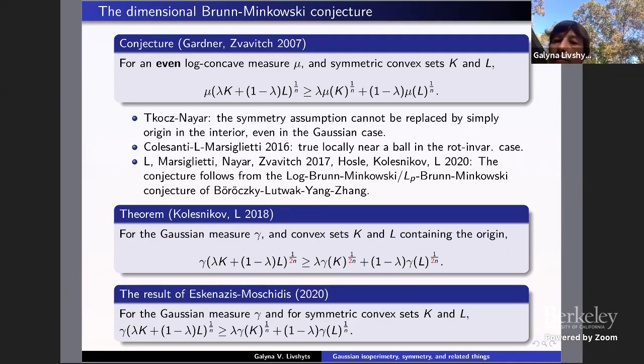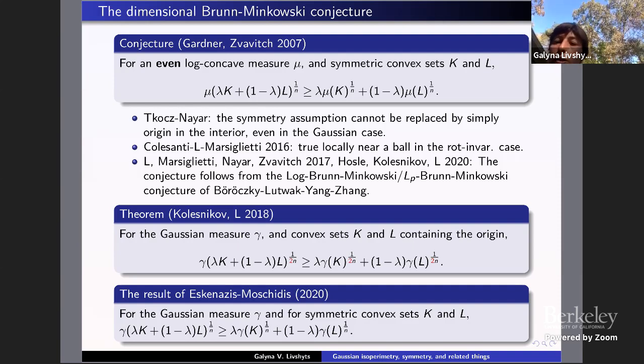Together with Sasha Kolesnikov, we showed that for the Gaussian measure and convex sets just containing the origin, you can have this inequality with the power 1 over 2n instead of 1 over n. So it's a weaker result. However, we don't need symmetry for it. We only need that sets contain the origin. Like I said, Tkocz and Nayar showed that if the sets just contain the origin, 1 over n is not possible. In fact, their upper bound was like the square root of pi over 2n or something like this. But with 1 over 2n, it works.